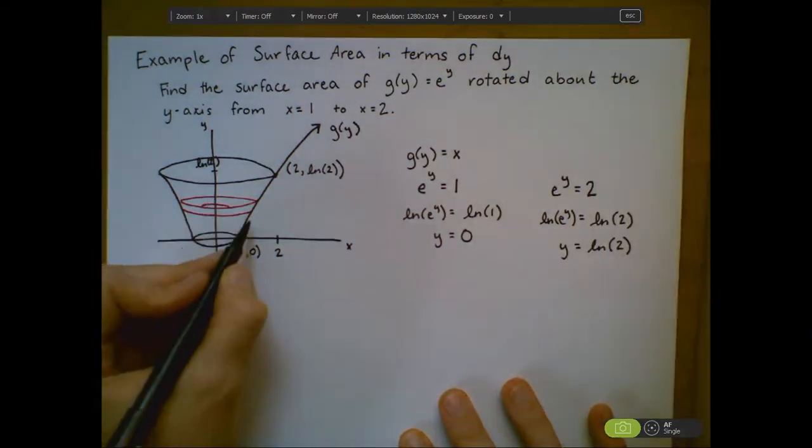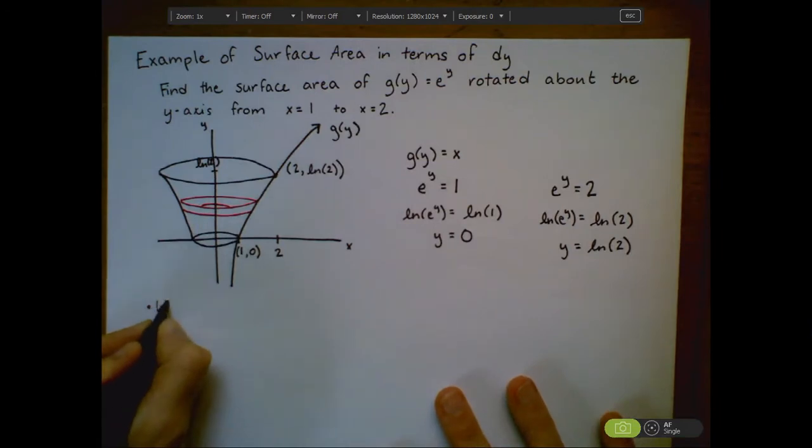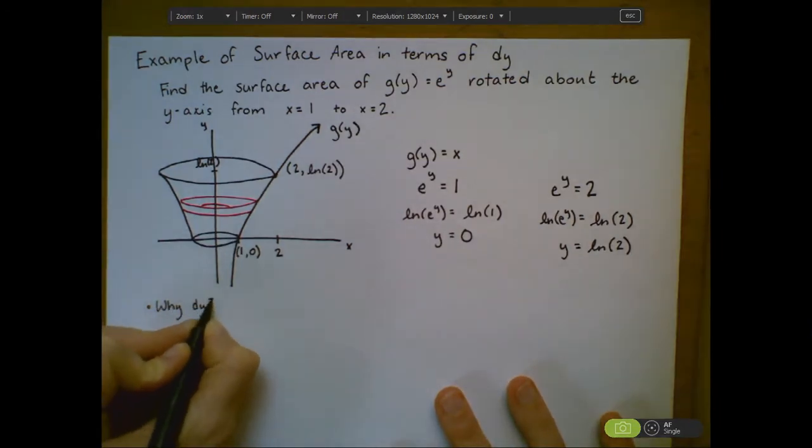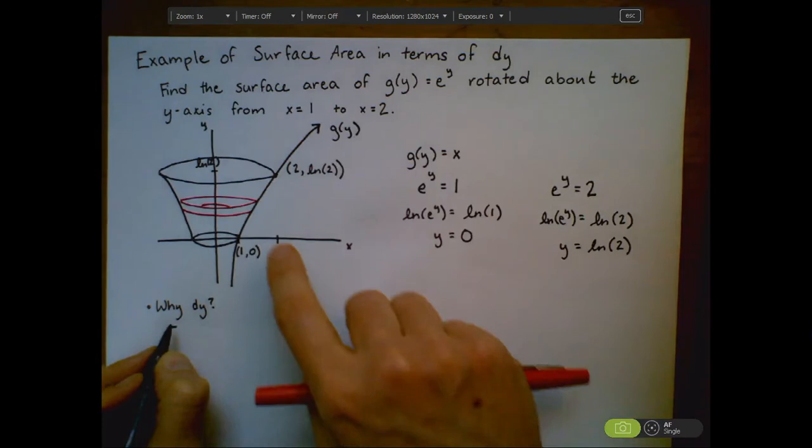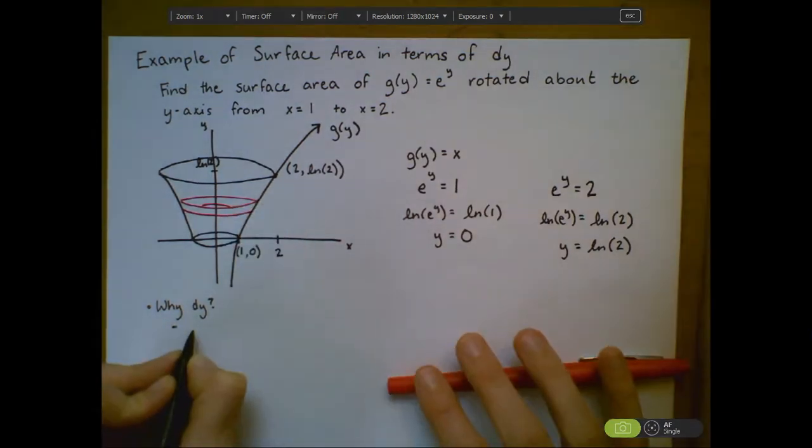So why are we doing this in terms of dy? There are a number of hints. The first thing is the fact that we're rotating it around the y-axis.